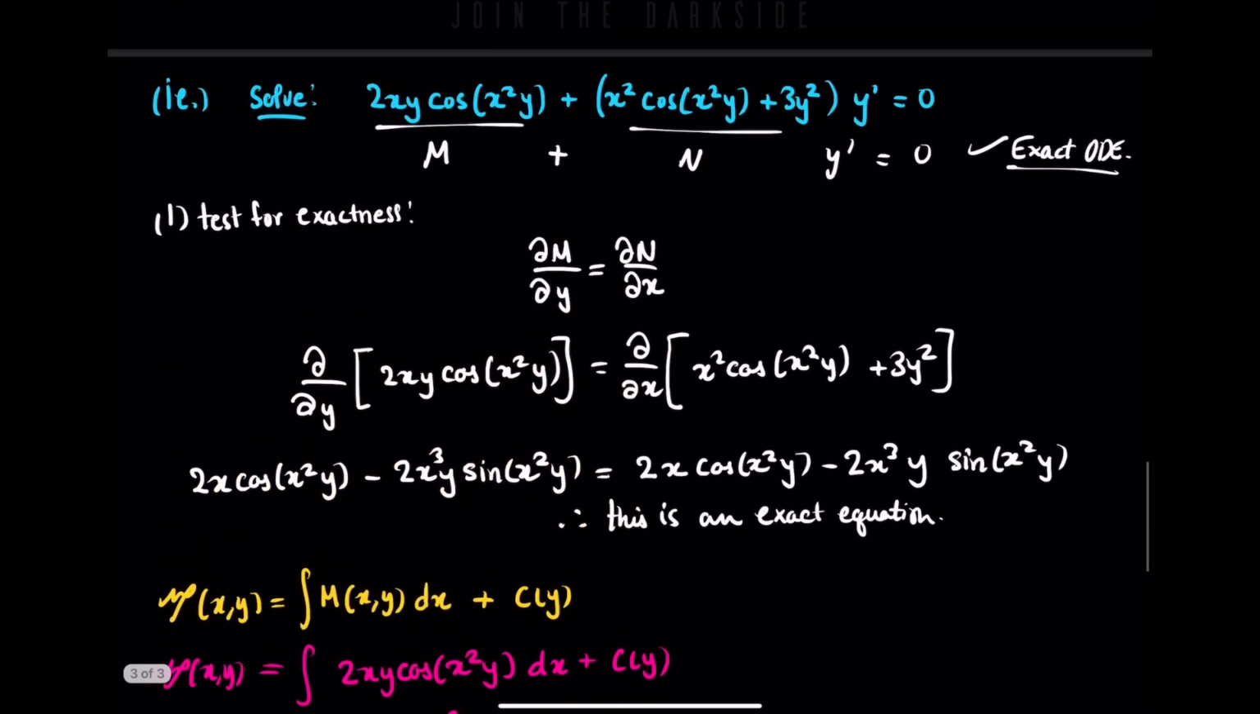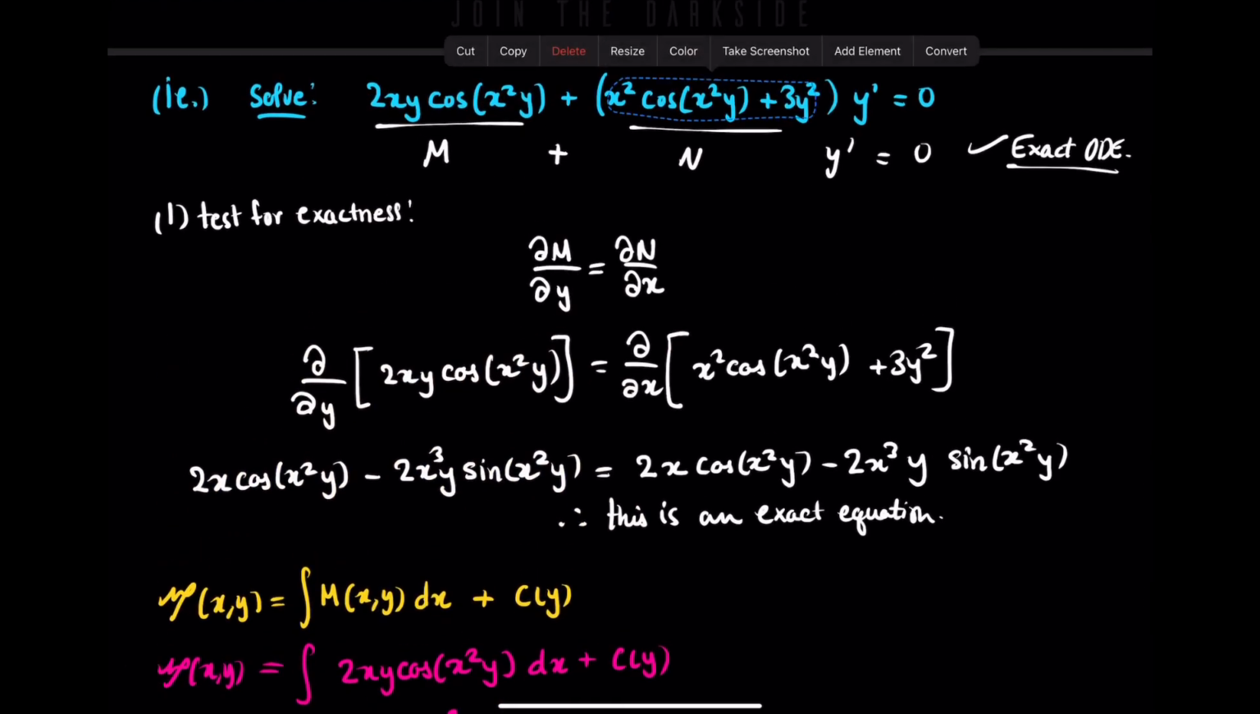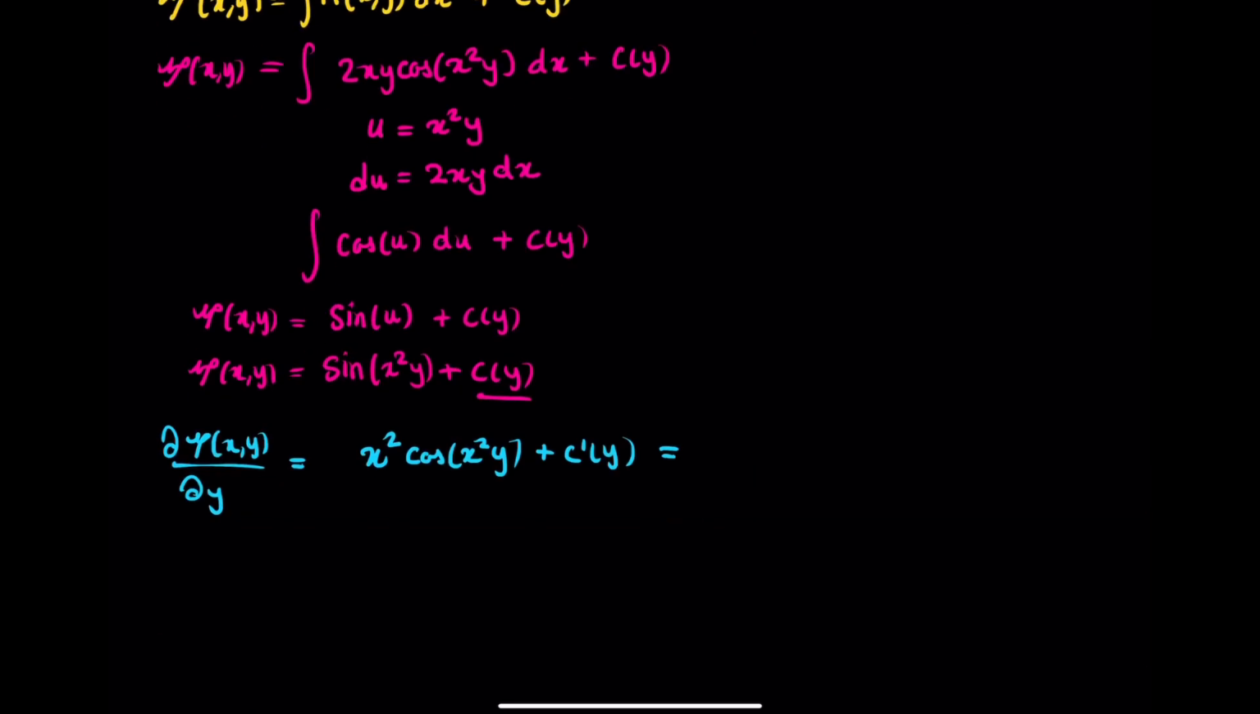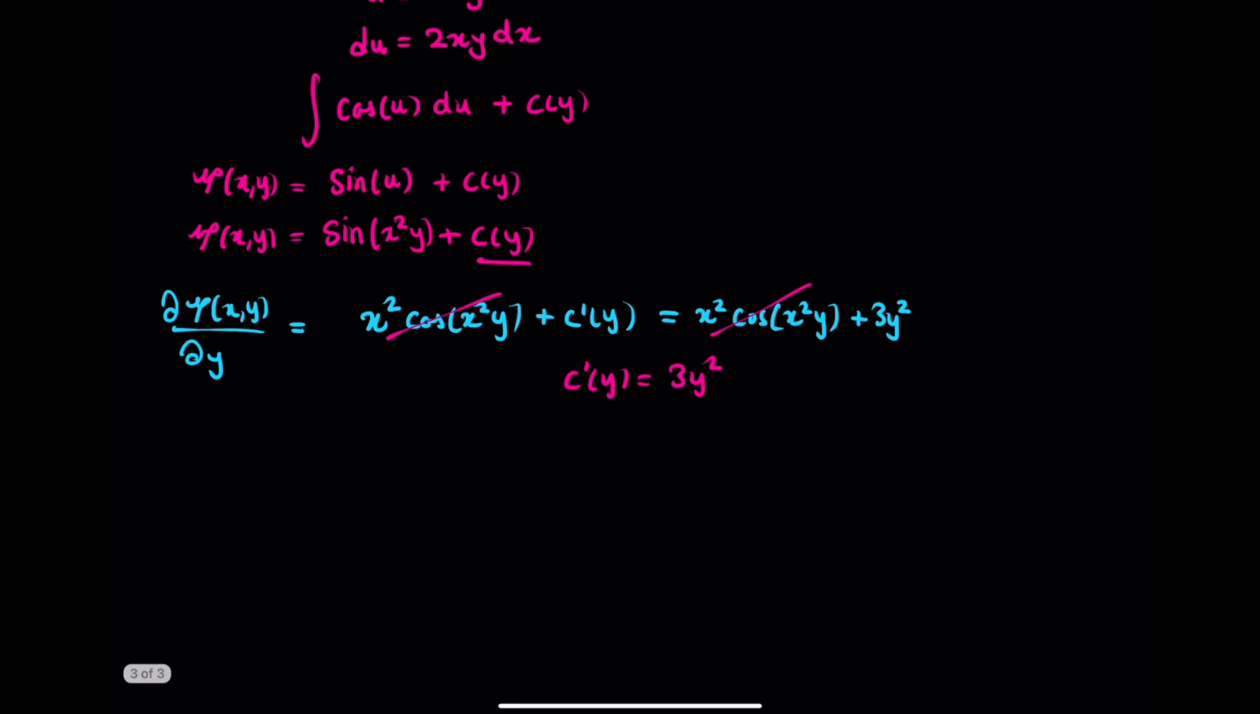N is x squared cosine x squared plus 3y squared. All right, so therefore, as you can see, these two big terms cancel out. So C prime of y is 3y squared, and so then you have to take the integral of both sides. So C prime of y with respect to y, and then 3y squared with respect to y. So therefore you get C of y is y cubed plus some constant. Okay? That's the value of your C of y.